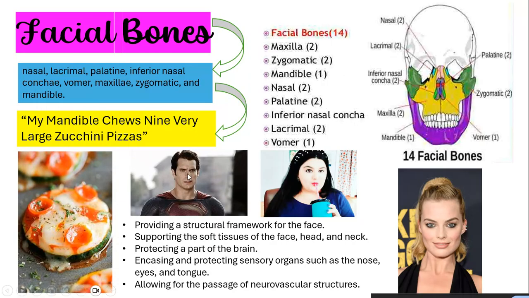All right. As you can see, the facial bones, they have the perfect structures. Why do they have it? Because they make sure they go to gym and they exercise their facial bones. All right. So that's why they have. As you can see, Superman has a perfect jawline. As you can see, Margot Robbie has a perfect jawline.